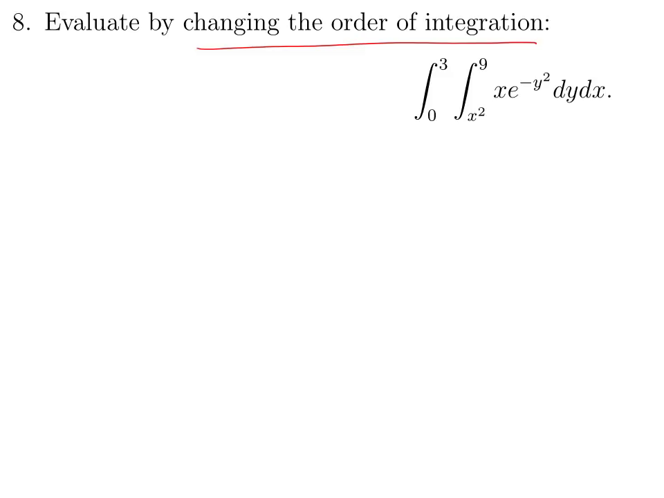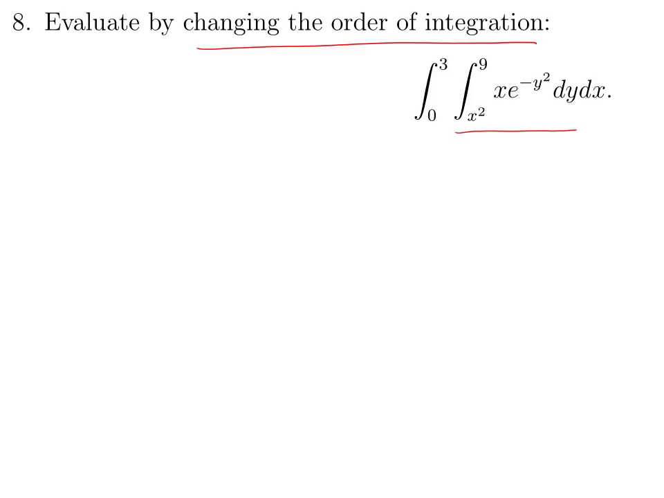So notice that if I just want to integrate this as is, the inner integral is an integral in y. And that would mean I have to integrate e to the minus y squared, and that doesn't have an antiderivative. So it's actually impossible to evaluate this in the order given. So we have to switch the order of integration.